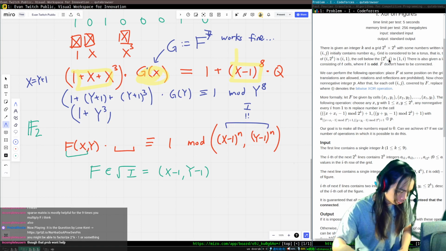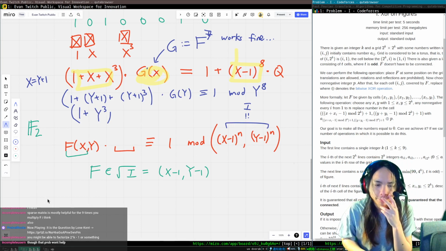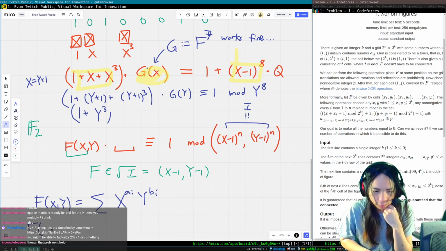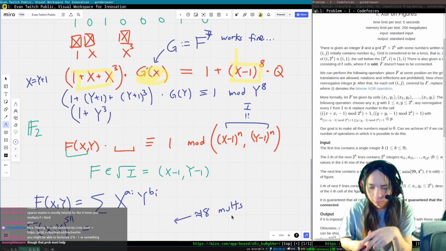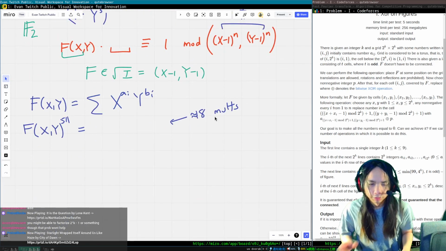Okay, so what's the plan? We have a generating function f that's given to us. It's sparse in the sense that there are up to 99 cells in it, x to the a_i, y to the b_i. We're going to compute f to the 511, which we can do in about 18 multiplications. Once we have that, we have an inverse modulo the things we care about.